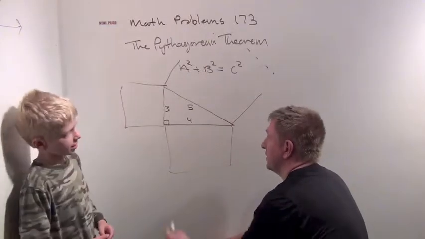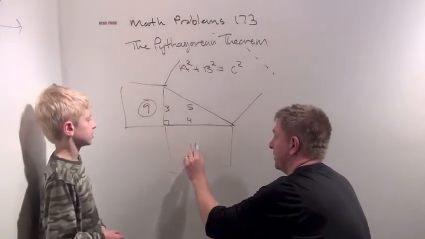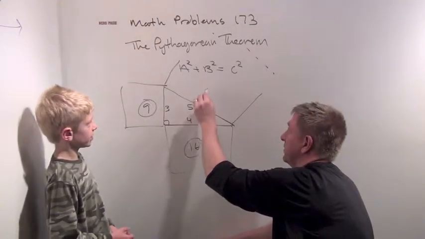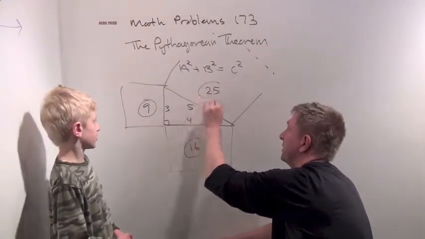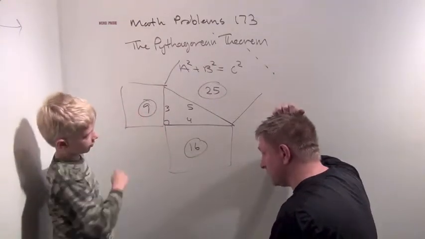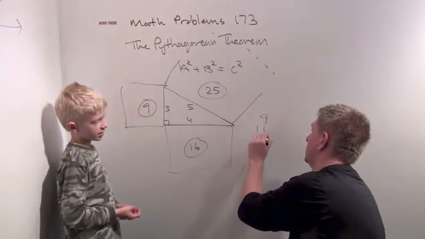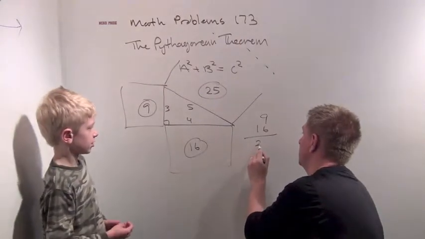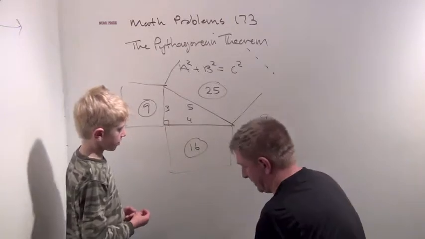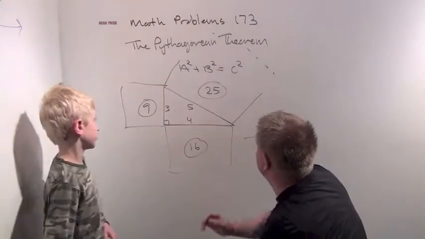This area is 9. And the area of this one is 16. And what's this area? That's 25. And now we have to see, does 9 plus 16 equal 25? Well, we know that 10 plus 16 is 26, so then subtract 1 is 25. Awesome. So the 3, 4, 5 triangle works.